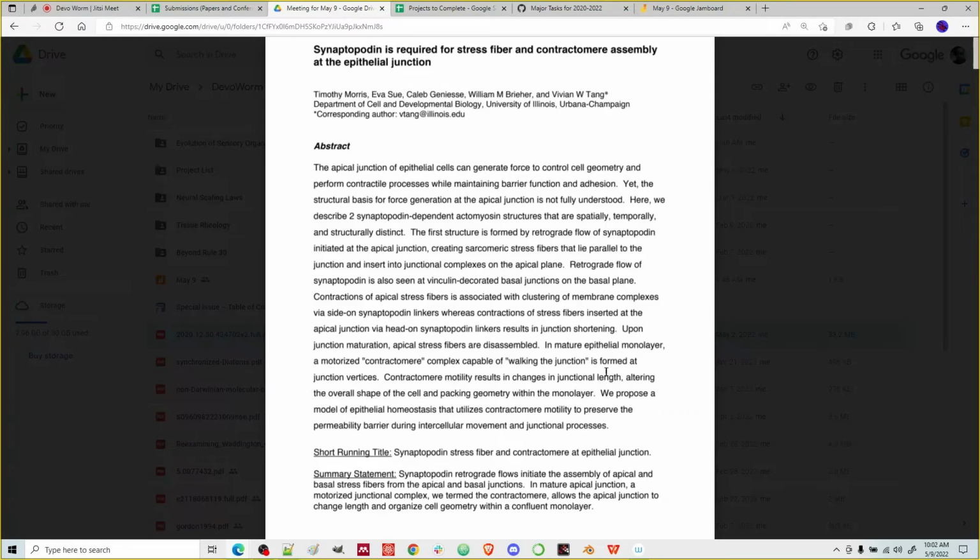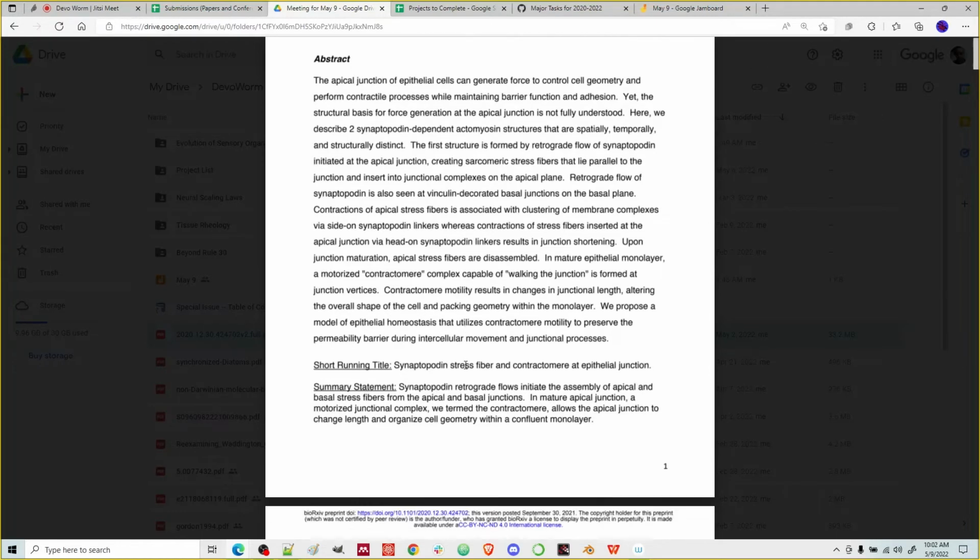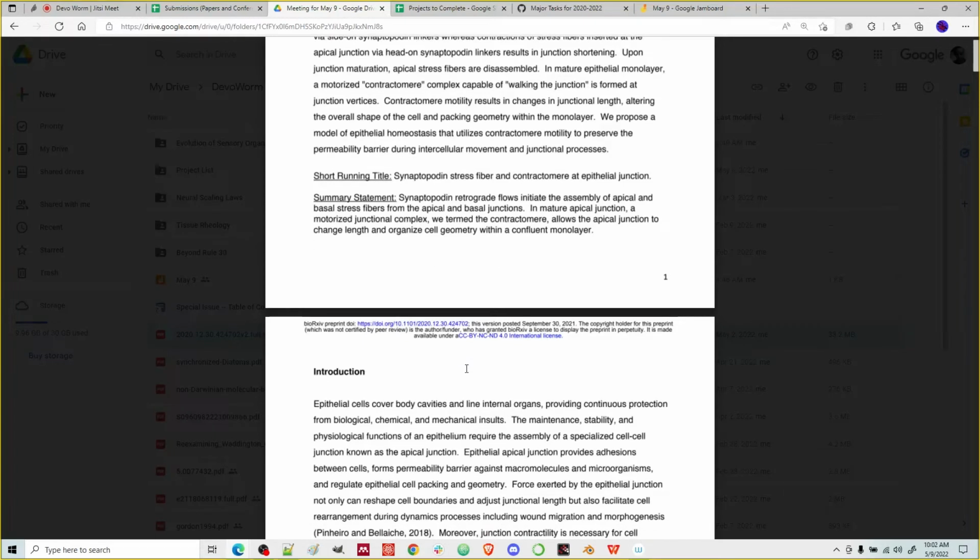Contractomere motility results in changes in junctional length, altering the overall shape of the cell and packing geometry. So it's in this monolayer that they're observing it. The cells are packed in there, so you have a confluent monolayer, and the cells are changing shape, responding to local forces, but also conforming to forces that result from that packing. We propose a model of epithelial homeostasis that utilizes contractomere motility to preserve the permeability barrier during intracellular movement. So this is about movement.